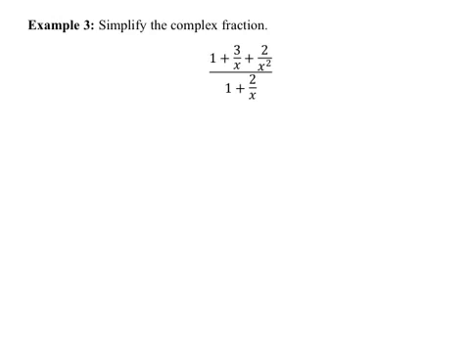Example 3 says to simplify the complex fraction, and here we're going to see that one of our denominators has just a 1 in it as a denominator. It's 1 over 1. But this denominator is x, this is x, this denominator is x squared. So it looks like x squared is going to be our common denominator. So we multiply the top and bottom both by x squared.